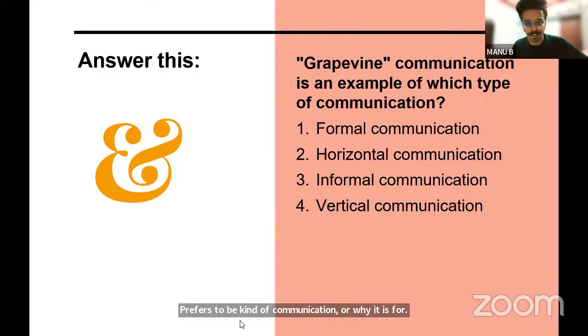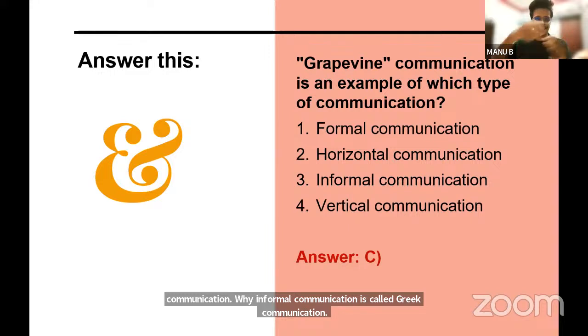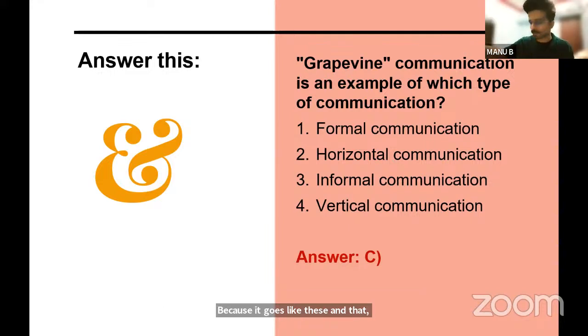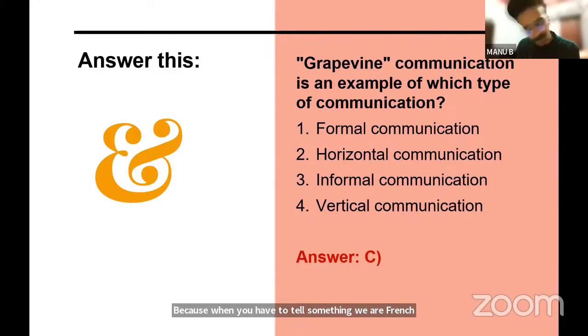Which is it? Grapevine is a term associated with, yes, informal communication. Why is informal communication called grapevine communication? Because it goes like this and that. It will go like a grapevine, connected, a lot of entangled stuff. Because when you tell something to your friend, that friend will tell it to four other people. Four other people will tell it to eight other people.